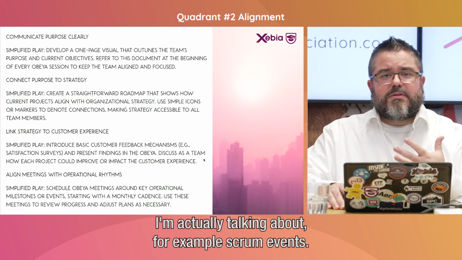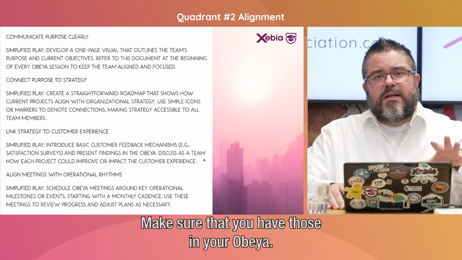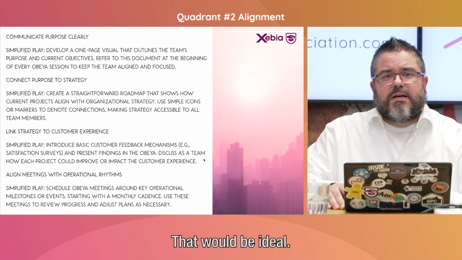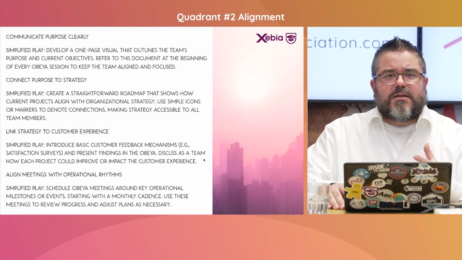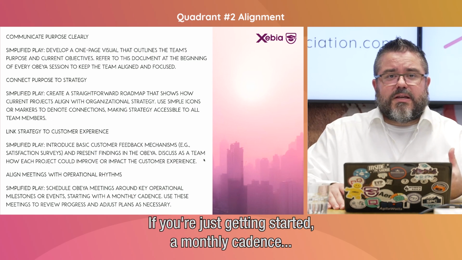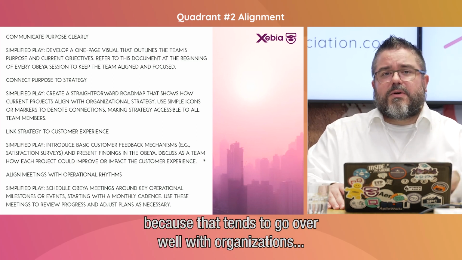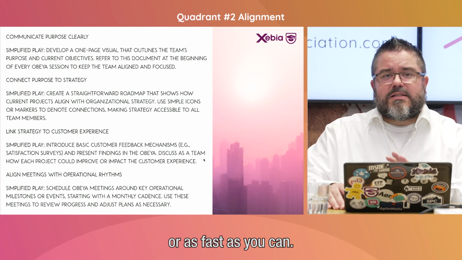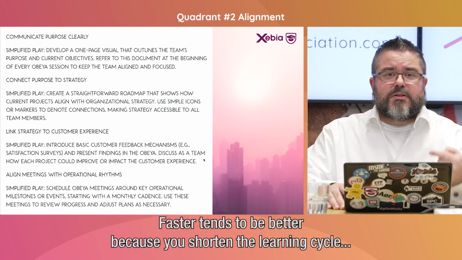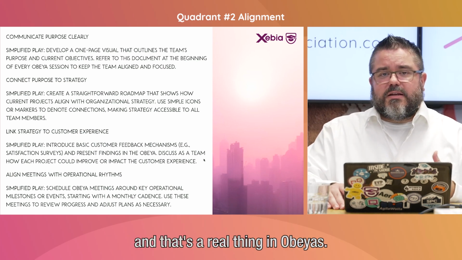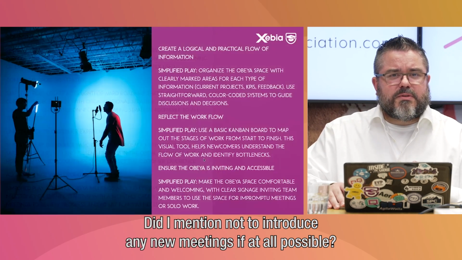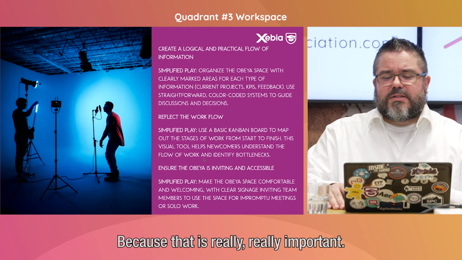I'm actually talking about, for example, Scrum events. Make sure that you have those in your Obeya, for example. That would be ideal. But also make them into events, which is meetings that people actually would like to go to. If you're just getting started, a monthly cadence, because that tends to go over well with organizations, or as fast as you can. Right? Faster tends to be better because you shorten the learning cycle, and that's a real thing in Obeyas. Did I mention not to introduce any new meetings, if at all possible? Because that is really, really important.